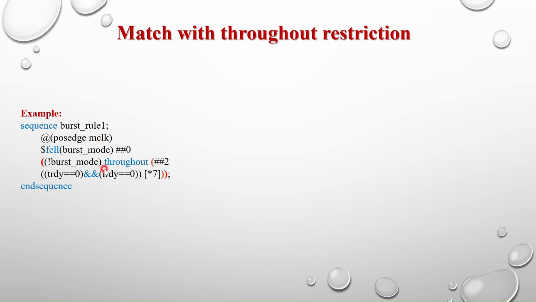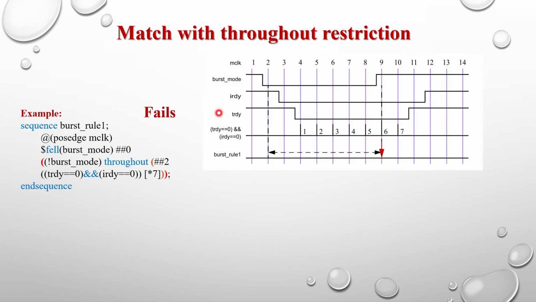Now we will see the waveforms. There are two waveforms, one for failure and another for success. First we will see the failure condition. This is the clock, burst mode, IRDY, and TRDY, and this is the condition: TRDY is 0 and IRDY is 0, and burst rule 1. This is the whole sequence. Just remember all the names. First we will see burst mode at the positive edge of the clock ticks. From 1 to 14, all are positive clock ticks.